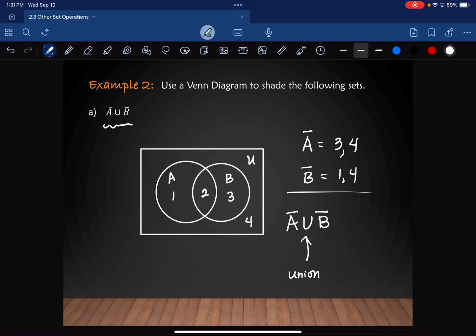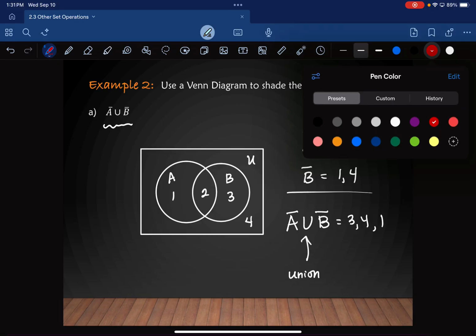Bring it together, like grouping it all together. You get everything, right? Union means I get everything. So I get the 3 and the 4 because they were listed on set A complement, and I'm going to also get a 1 and a 4, but I don't need to relist it because they're in B complement. I get everything. And this is the work that then supports the shading that I'm about to do.